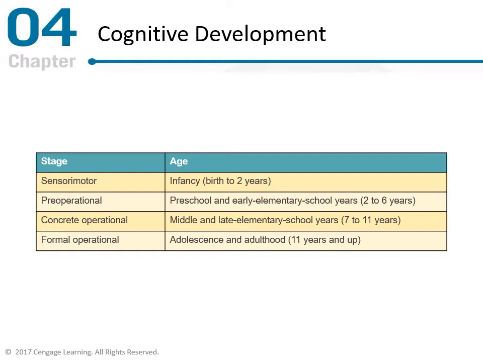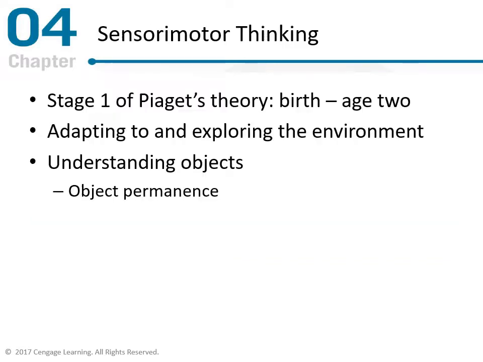And infancy is all about the environment, right? They're using their sensory and their motor skills to learn about the environment. And the more mobile they get, the more purposeful their actions get. So just remember some of those timelines I gave you as you go through this chapter. Okay, so now that we've reviewed Piaget's theory, let's really dive into birth to age two, sensory motor thinking. So basically adapting to and exploring the environment.